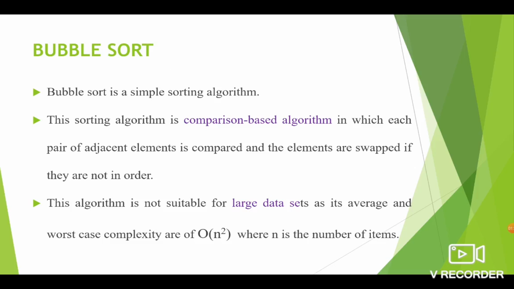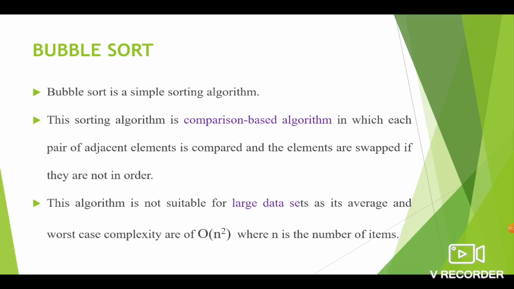The first algorithm we are going to discuss is bubble sort. It is a simple sorting algorithm. It is a comparison based algorithm. How this algorithm works: each pair of adjacent elements is compared with one another. If the elements are not in order, they are swapped.